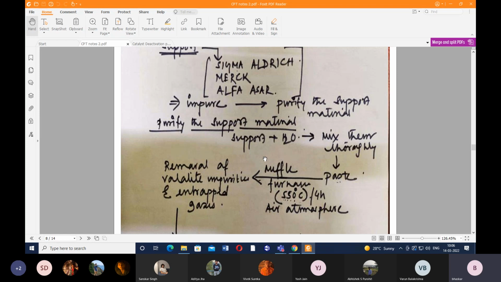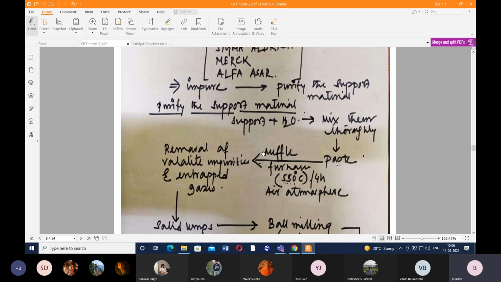Since a catalyst means an active metal part dispersed on the surface of a support material, if the support is impure, then one has to purify the support before synthesizing the catalyst. So how can we purify the support material? First of all, we make a mixture of support and H2O and mix them thoroughly to form a paste.